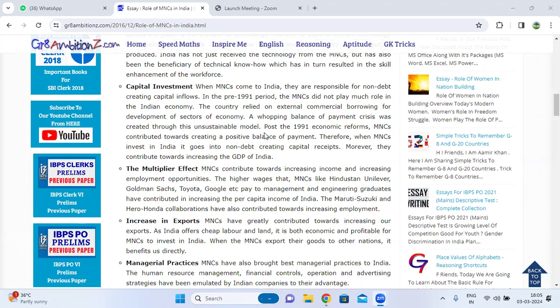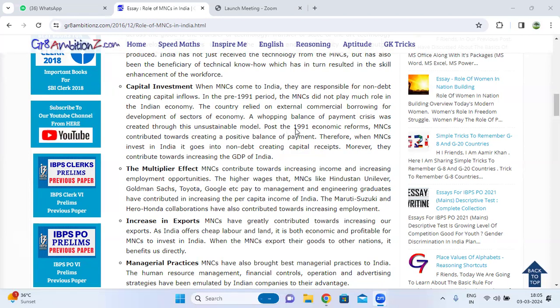The country relied on external commercial borrowing for development of sectors of the economy. A whopping balance of payment crisis was created through this unsustainable model.